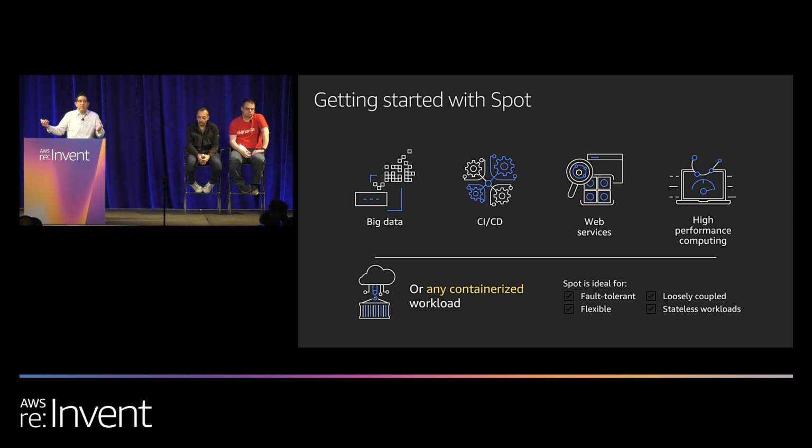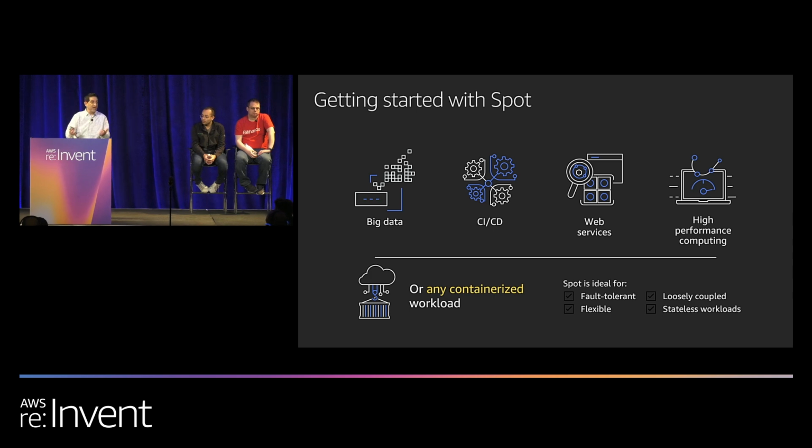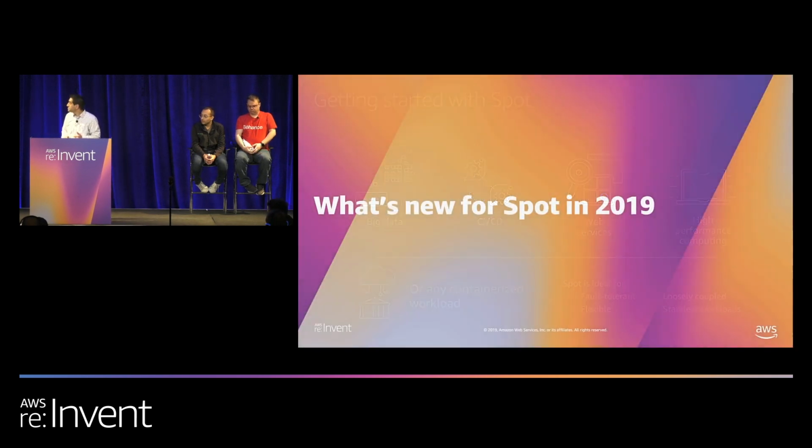I have an entire GitHub repo with examples of CloudFormation templates and demos on how to use this, workshops in these individual environments. So if you're interested in any of this, see me after. We can talk about these. I can give you examples on how to get started and talk about how other customers are doing this in their environment. So what's new for Spot in 2019?